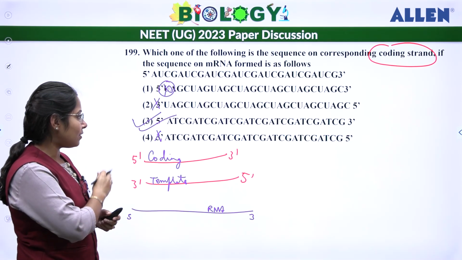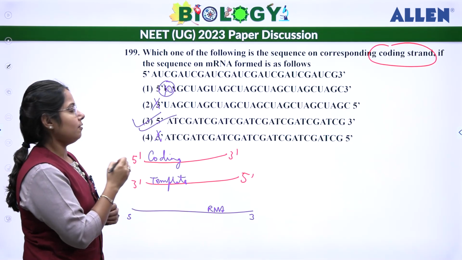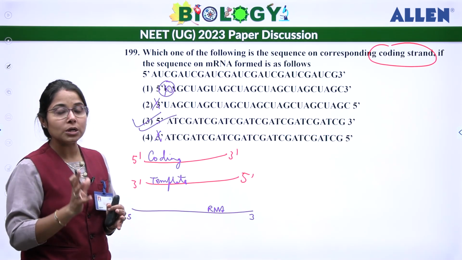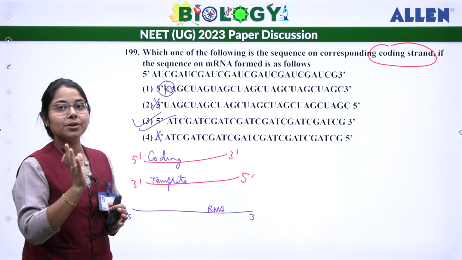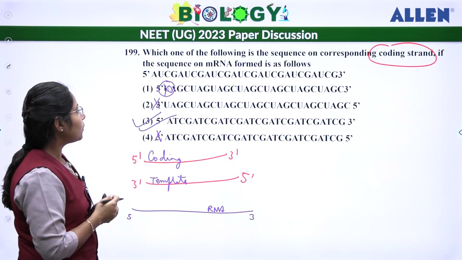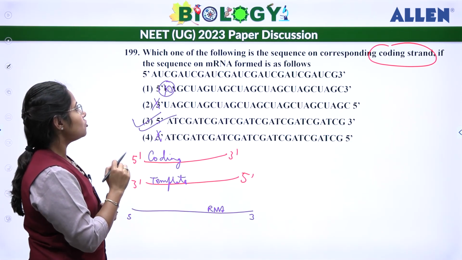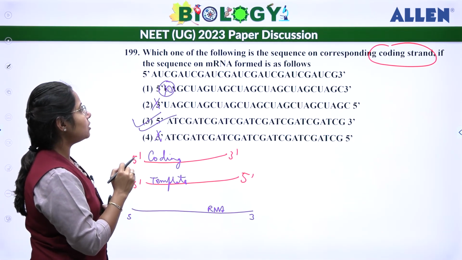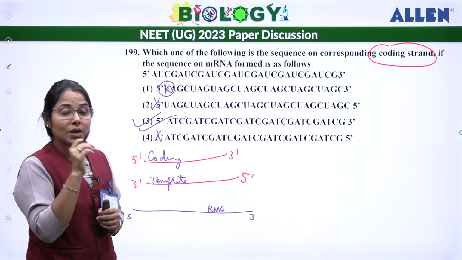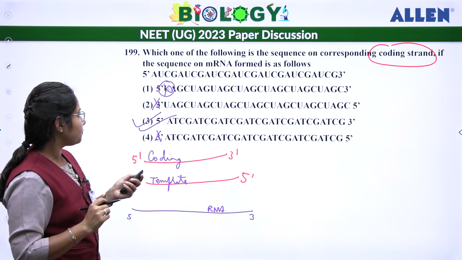First of all, it has to be 5' to 3'. Secondly, the coding strand will be exactly the same as the mRNA molecule, only the uracil will be replaced with thymine. So the sequence of the coding strand will be 5' A, T, C, G, A, T, C, G, A, T, C, G, A, T, like that. Uracil will be replaced with thymine. So option third.